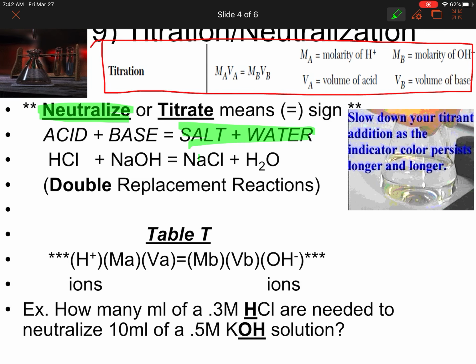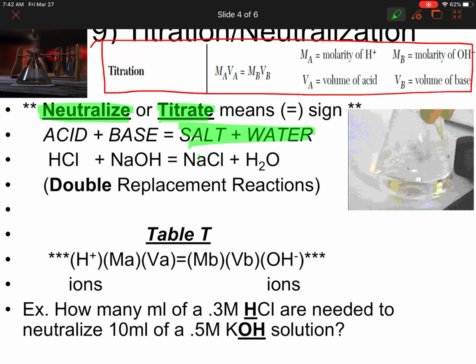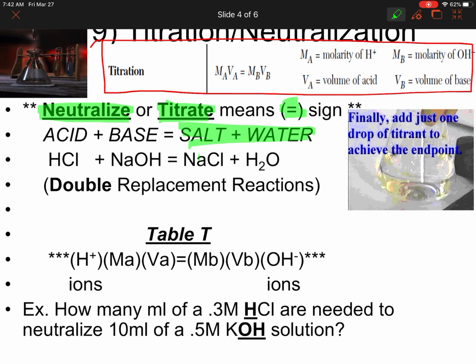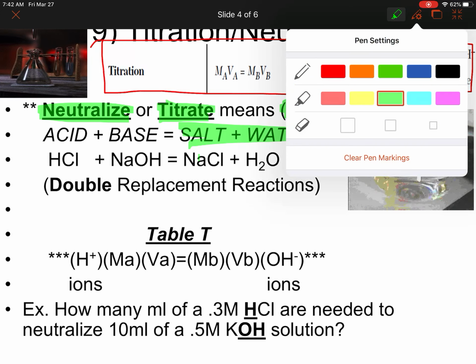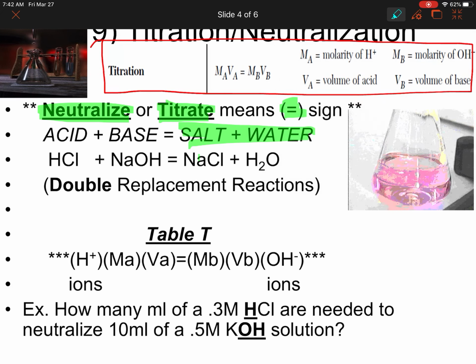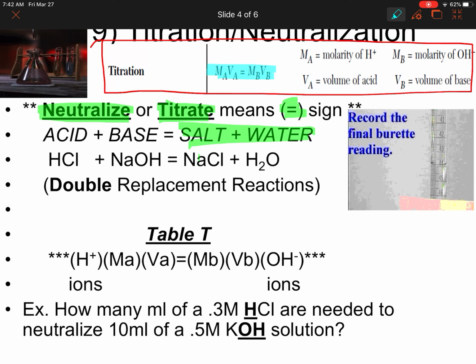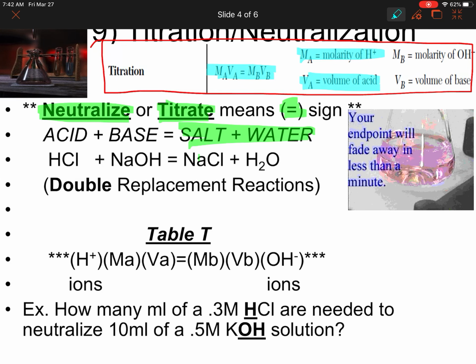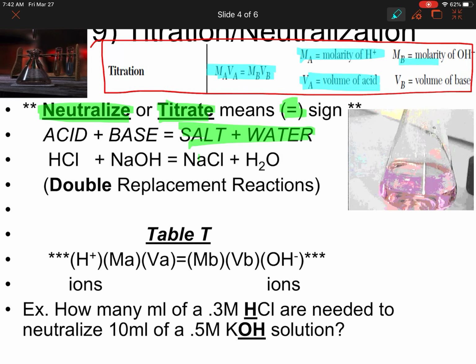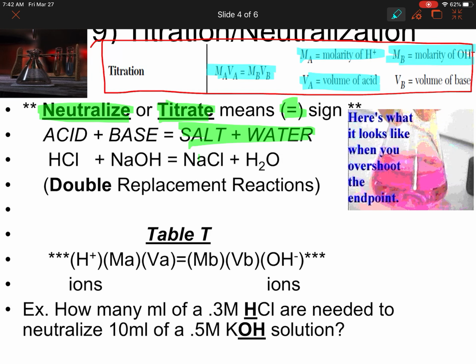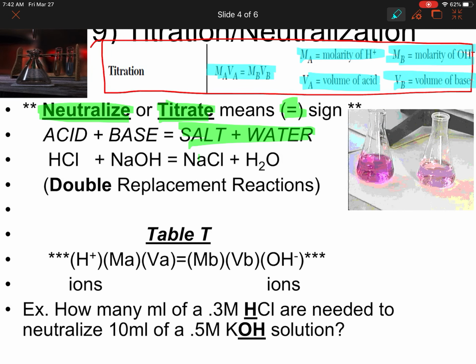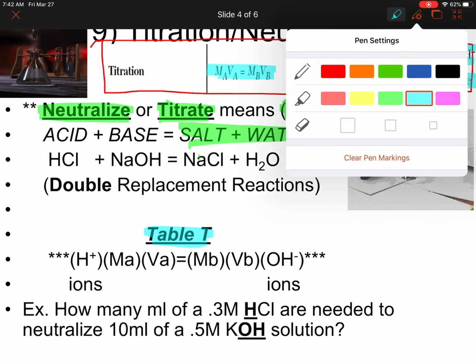Okay? So here, look what it says here. Neutralize or titrate on a reaction means equal sign. So let's look at some of the things for a titration reaction. Here's a formula: Ma, molarity of the acid, H plus, times Va, volume of the acid, equals Mb, molarity of OH negative, times volume of the base. So again, this formula is on Table T.